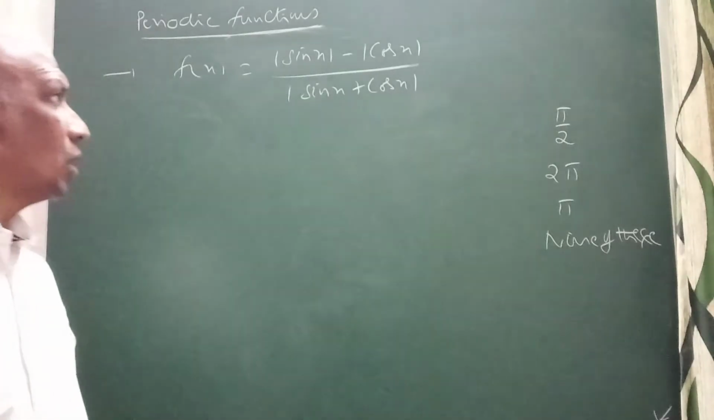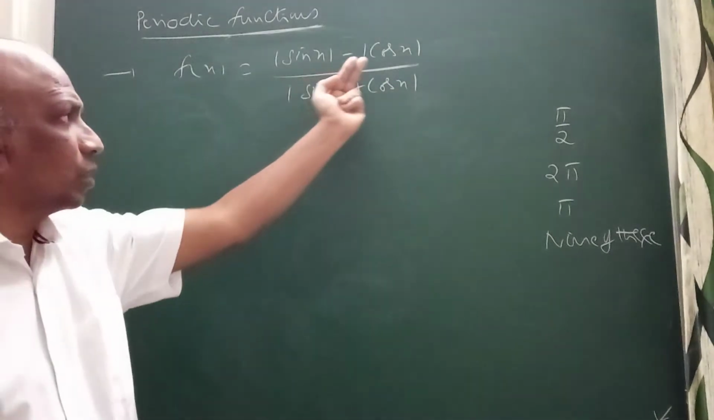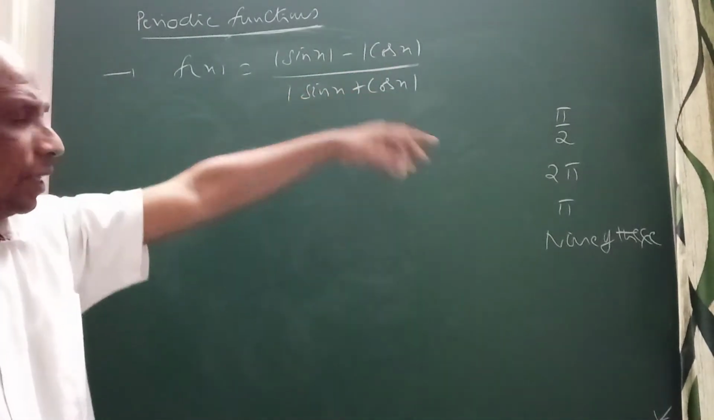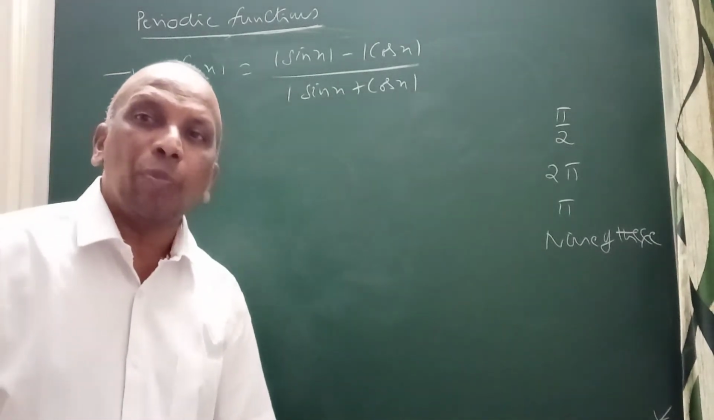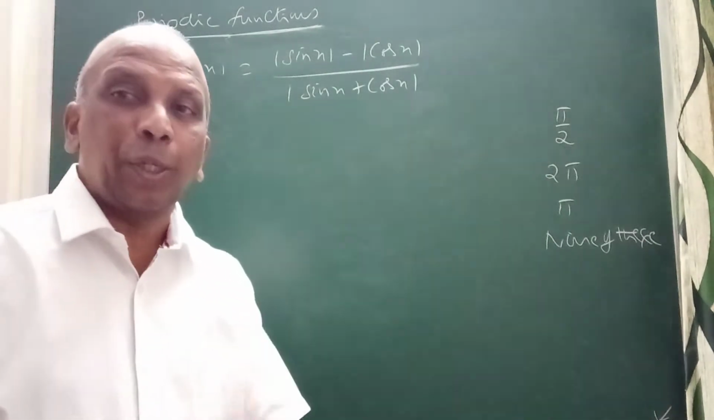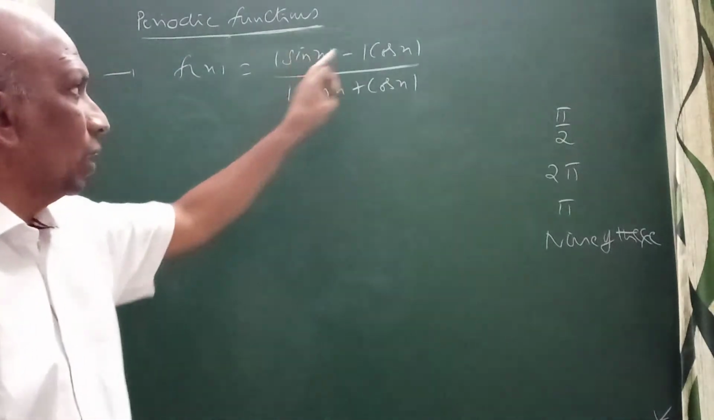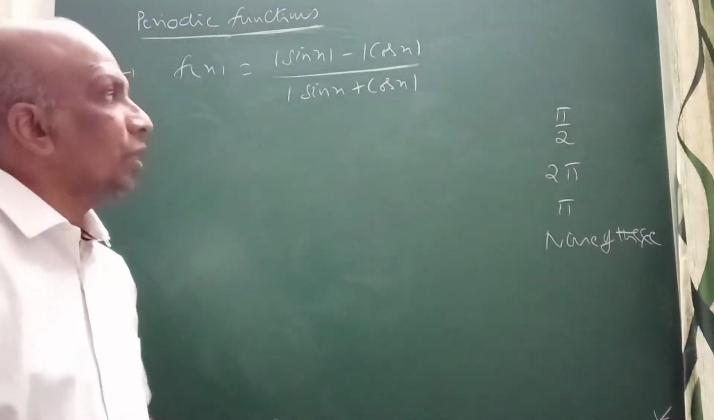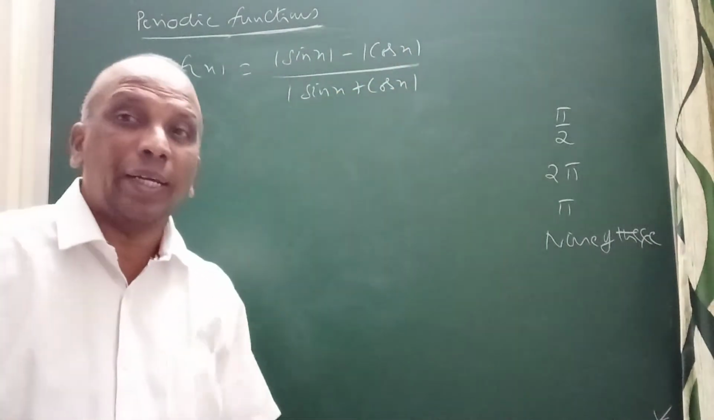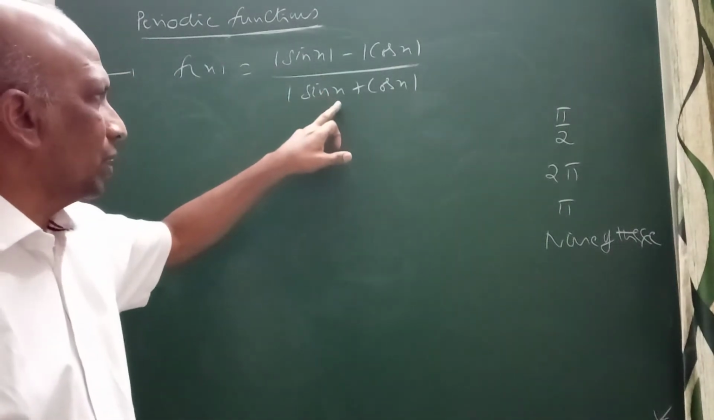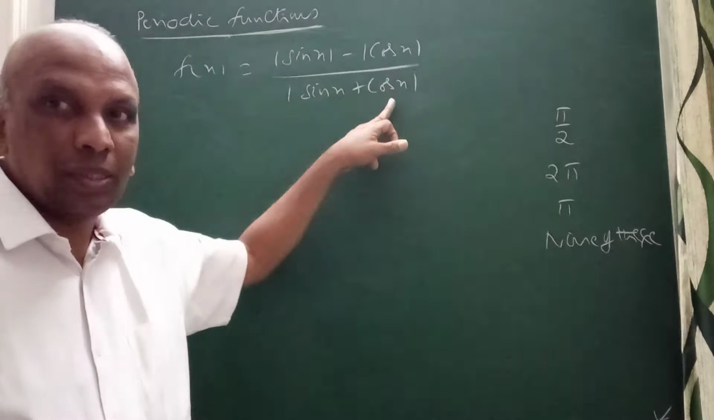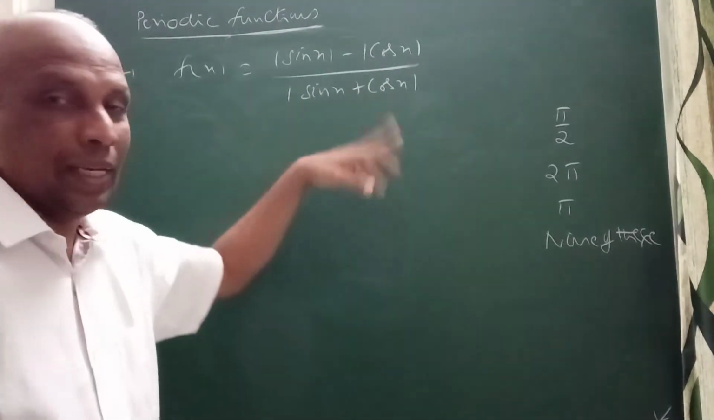Yes, now you can see in this problem f of x is equal to mod sin x minus mod cos x by mod sin x plus mod of sin x plus cos x. But individually we know the period of the modulus of any trigonometric function is pi. So this is also pi. Even if you take the combination of sin x plus cos x, you can verify the period also. Sin of pi plus x, cos of pi plus x, so you will get minus of sin x plus cos x.